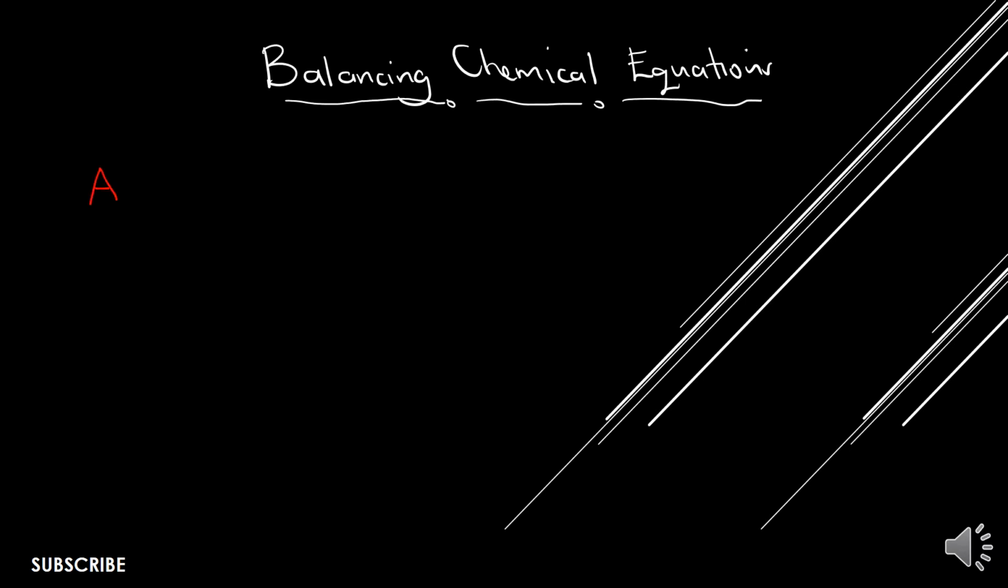So let us take an example of reactant A combining with B. Let us say it's diatomic, to form a product AB. The rules of a chemical equation will tell you that the left hand side of the arrow, the reactant side, and then we also have the product side.